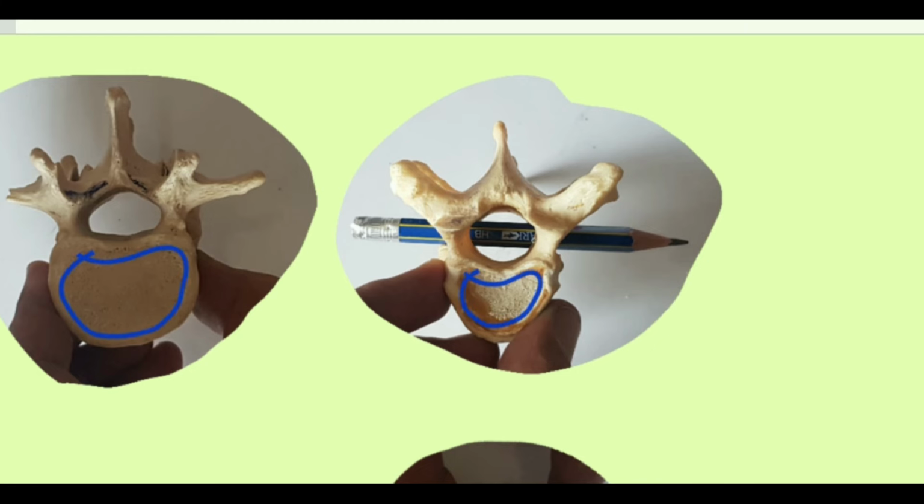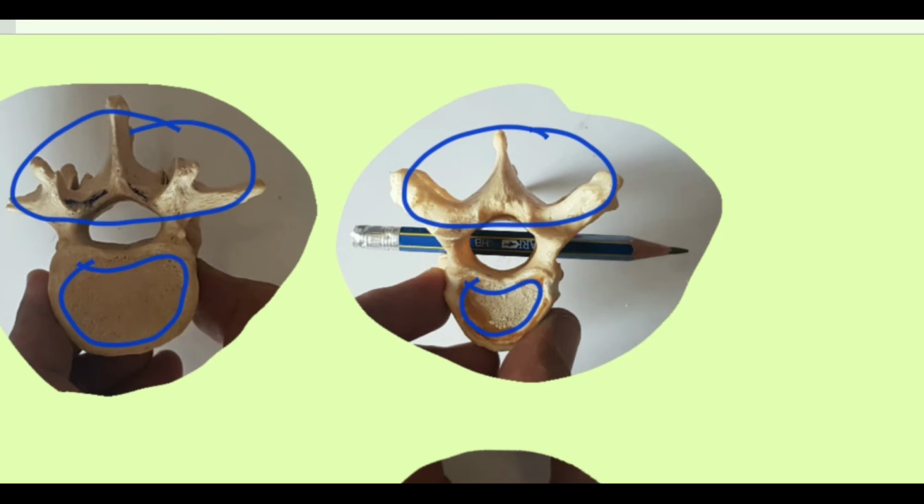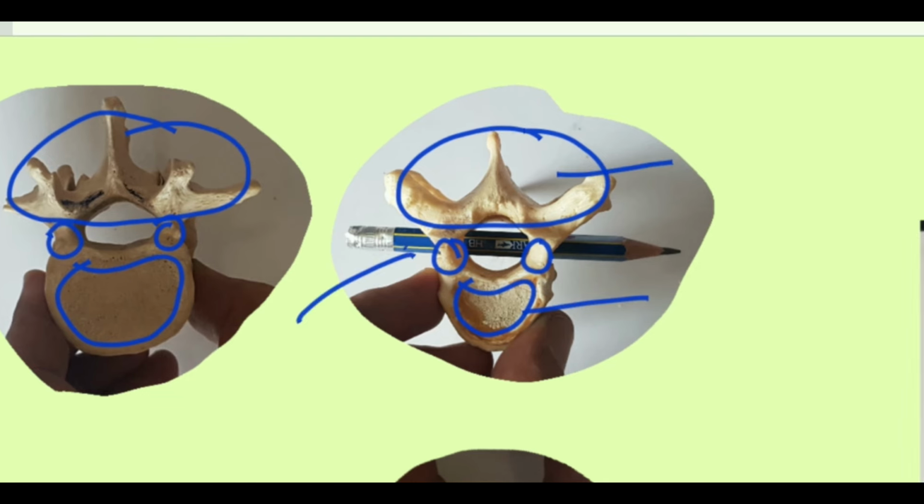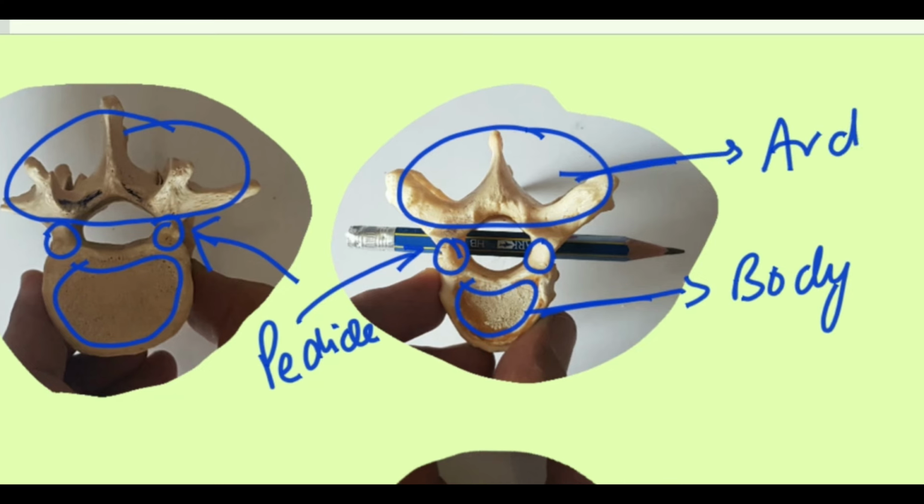This is the body of the vertebra, and it has an arch. The body and arch are united together at the level of the pedicle. This is the pedicle. So these are the two parts of the vertebra, a body and an arch, united by the pedicle. This is the body, and this is the arch.